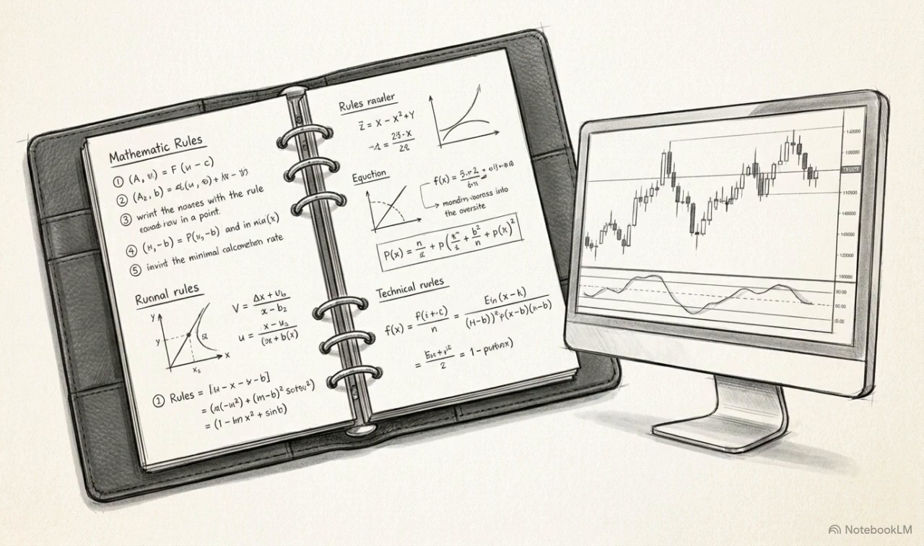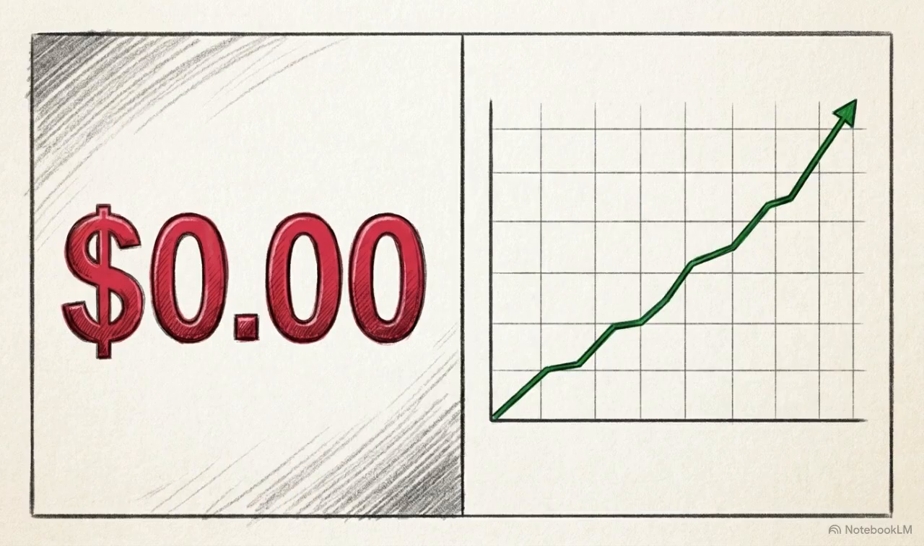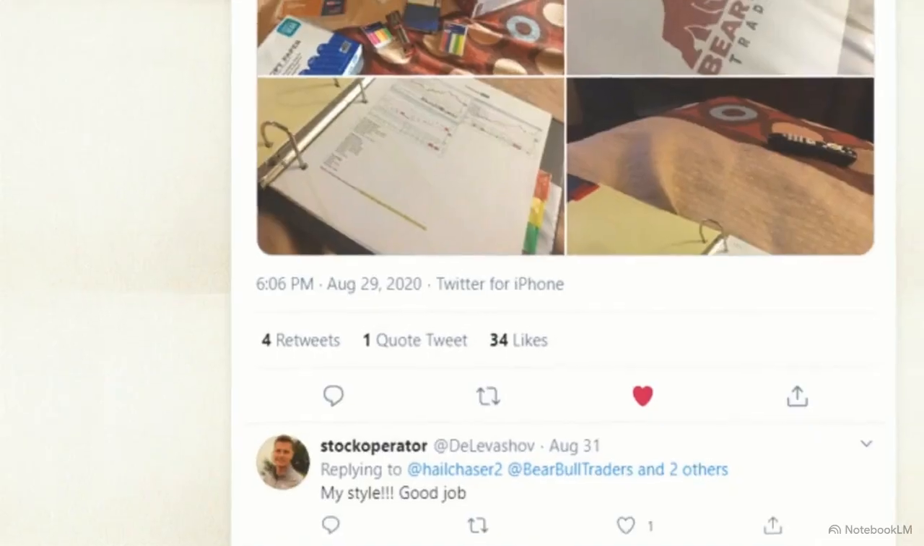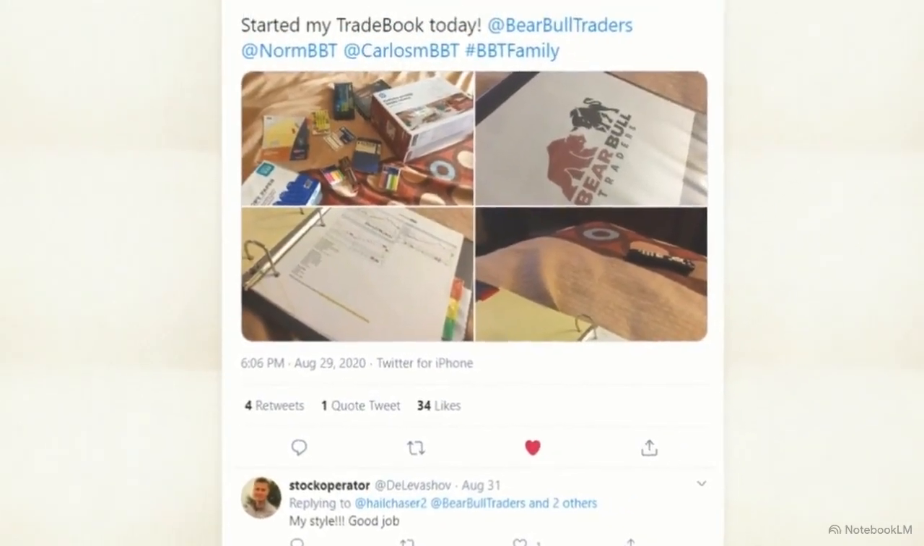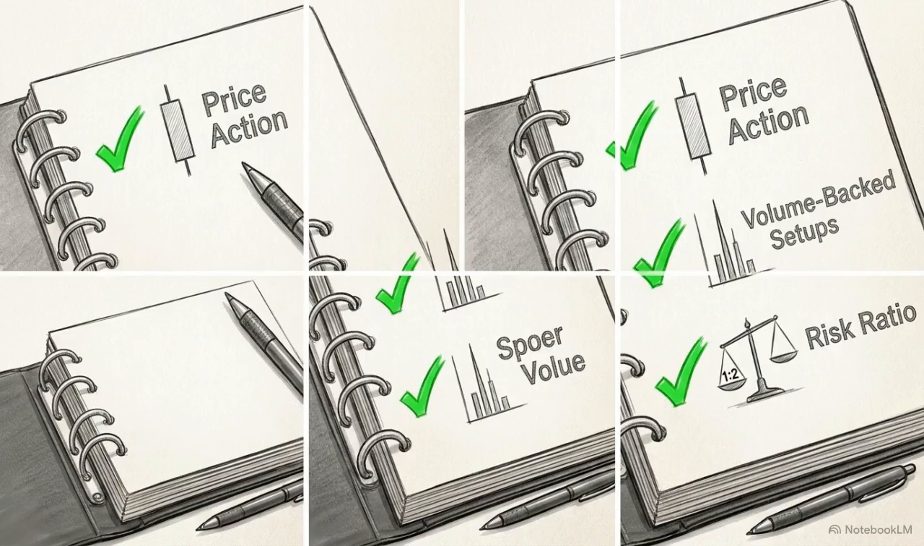Strict mathematical parameters are the only structural difference between the trader who zeroes out their account and the professional who survives long-term. Take a look at the physical notepad in front of you. You now hold a fully actionable trade book. You have a plan built on clean price action, specific volume-backed setups, and a non-negotiable 1 to 2 risk ratio.